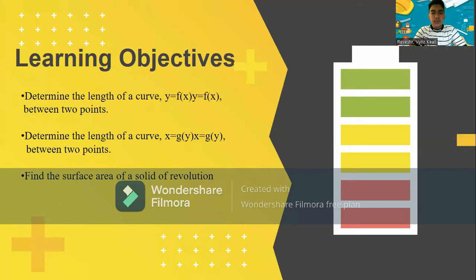Our learning objectives for today are to determine the length of a curve y equals f of x between 2 points. Next, to determine the length of a curve x equals g of y between 2 points, and to find the surface area of a solid of revolution.